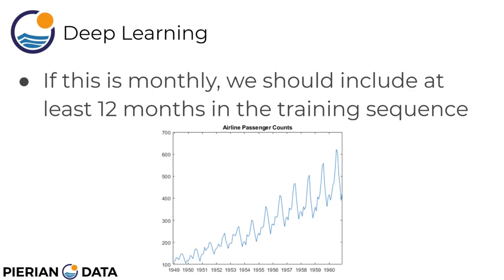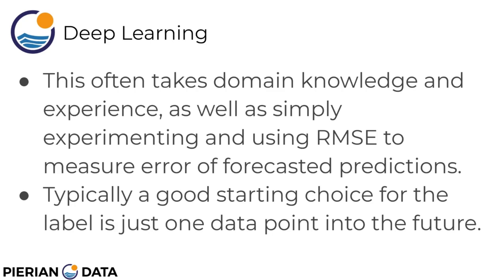You wouldn't want to just include 5 points because then you're not actually being able to learn the entire pattern of a year and the seasonality of a year. Again, there's no definitive answer, and a lot of this is domain knowledge. So this often takes domain knowledge and experience, as well as just simply experimenting with different training sequences, different numbers of time series per batch, and using some sort of metric like root mean squared error to measure the error of forecasted predictions. Now, typically, a really good starting choice for the label is just one data point into the future.